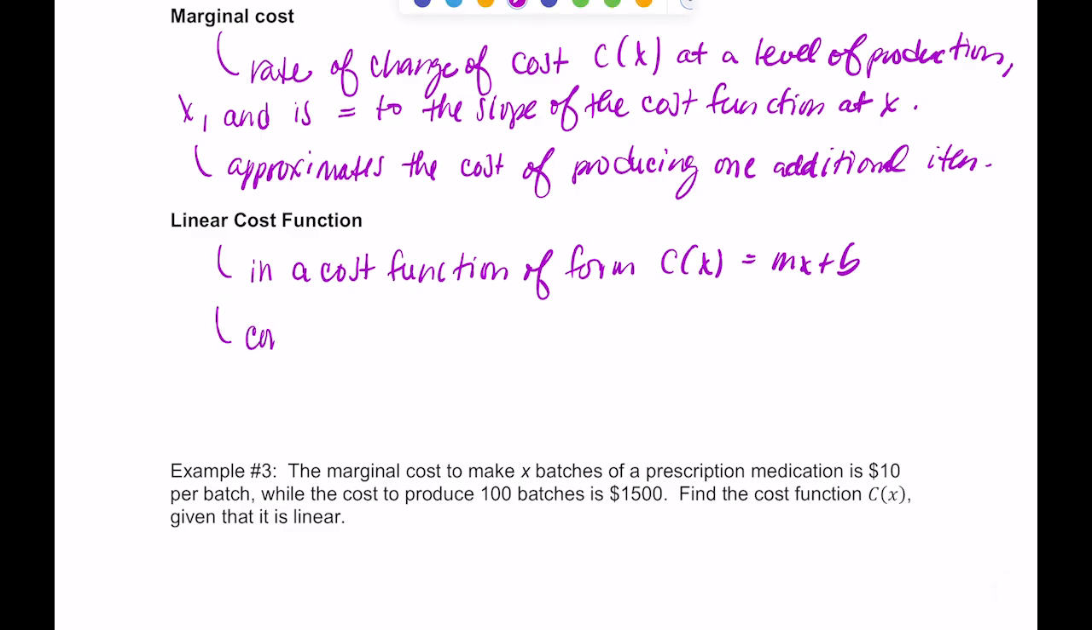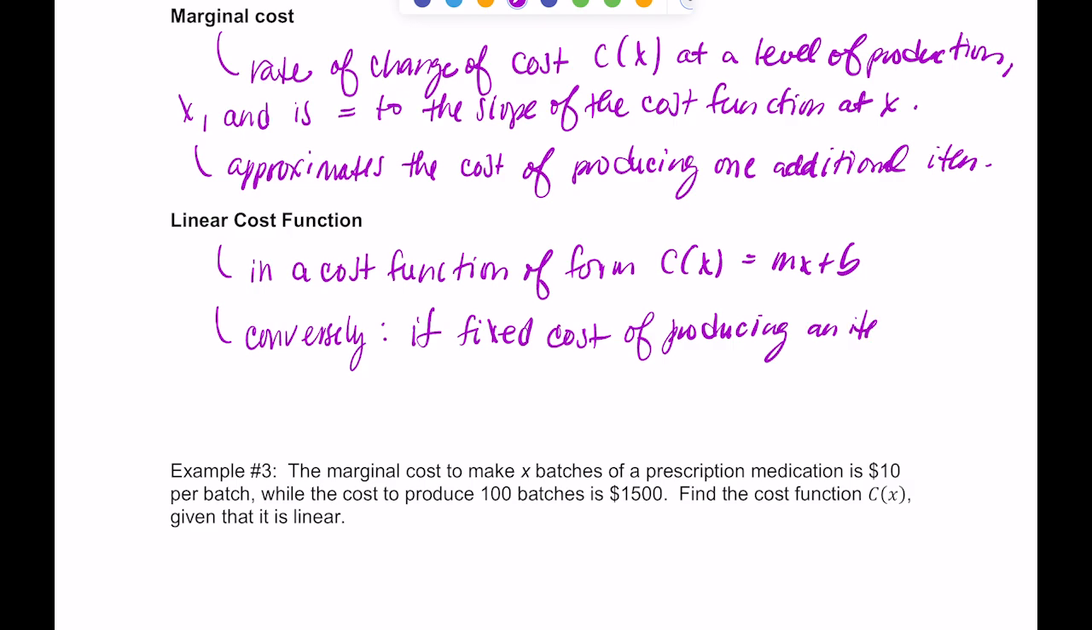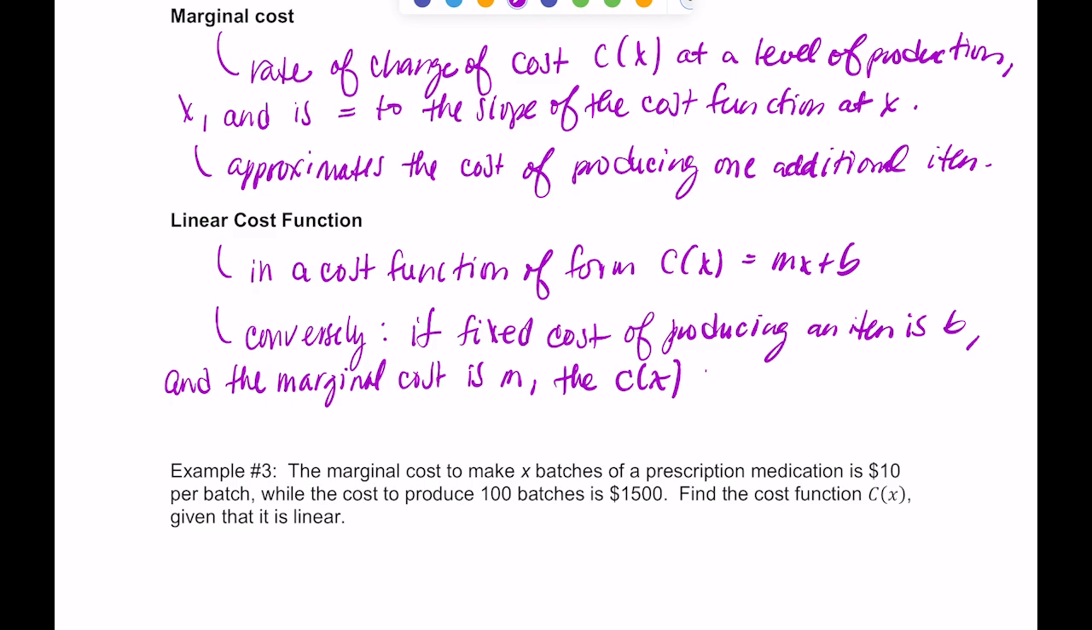Conversely, if the fixed cost of producing an item is b, which remember is your y-intercept, and the marginal cost is m, then the linear cost function C of x for producing x items is C of x equals mx plus b.